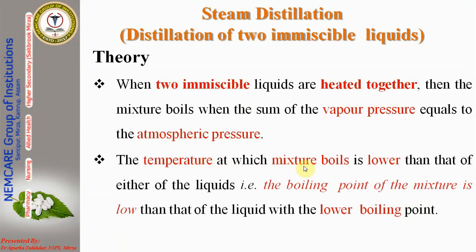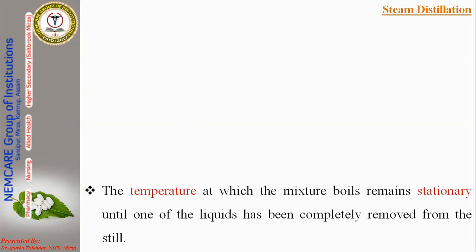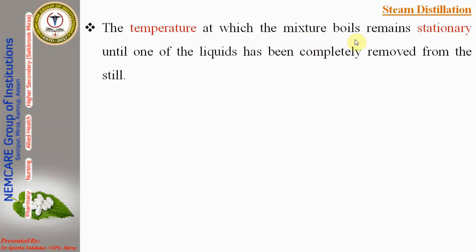The temperature at which the mixture boils is lower than that of each of the liquids, that is, the boiling point of the mixture is lower than that of the liquid with the lower boiling point. This is a concept which always applies to a mixture of liquids. When two liquids are mixed together, the boiling point of that mixture will be low, even compared to the lower boiling point liquid. The temperature at which the liquid boils remains stationary until one of the liquids has been completely removed from the still.